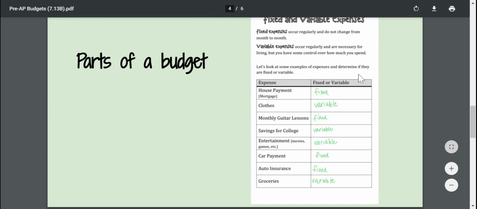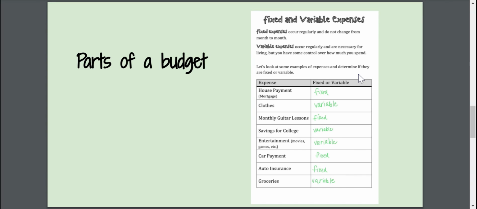We went over the types of expenses. There are fixed expenses that occur regularly and do not change from month to month, like house payments, car payments. There are some other types of expenses in there, like you see on the chart, monthly guitar lessons, which may be fixed because the amount does not change. And then there are variable expenses. These are things that you have some control over how much you spend, like clothing, savings, entertainment, and groceries.